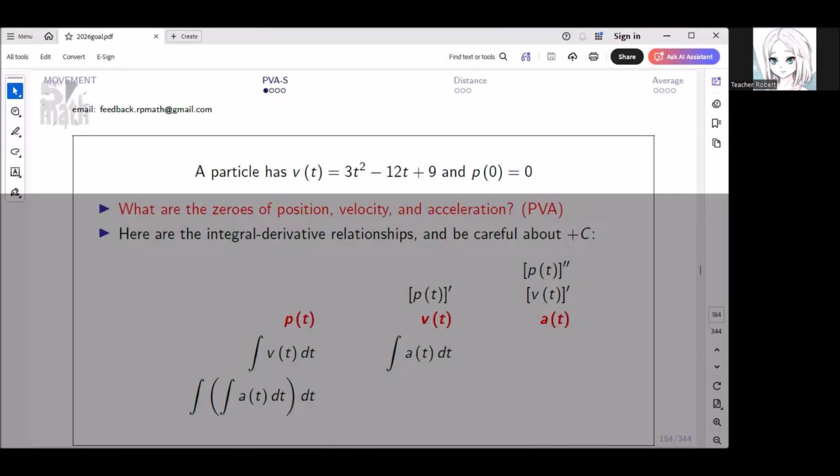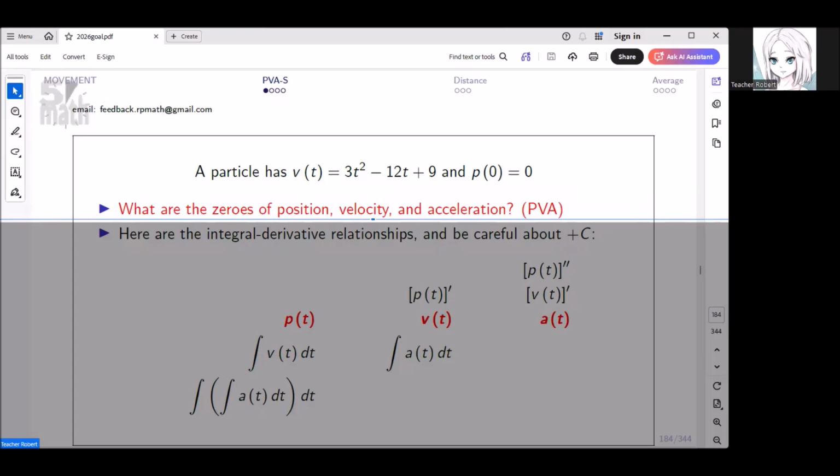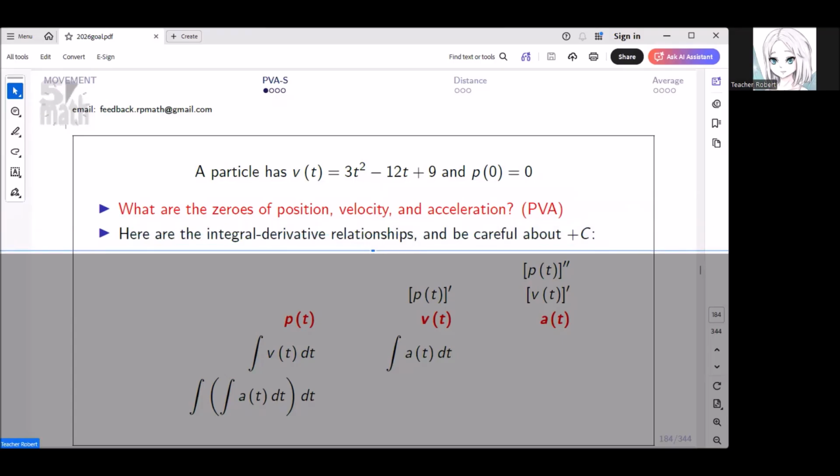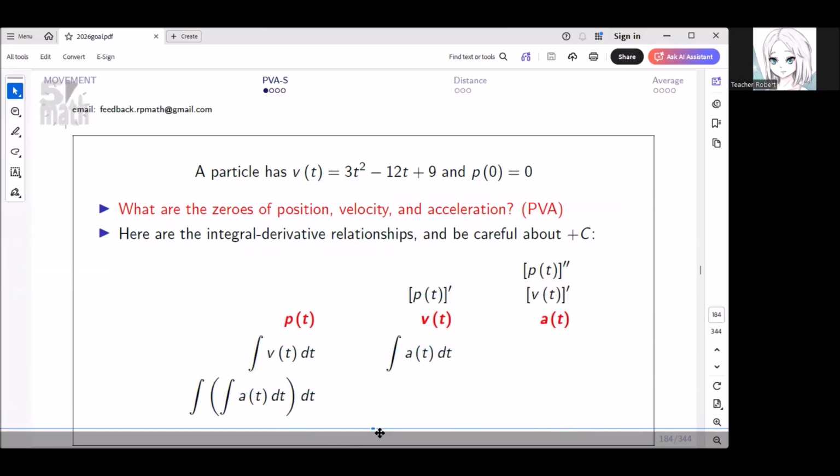A particle has v of t equals 3t squared minus 12t plus 9, and p of 0 equals 0. What are the zeros of position, velocity, and acceleration? PVA. Here are the integral derivative relationships, and be careful about plus c. We have the following.